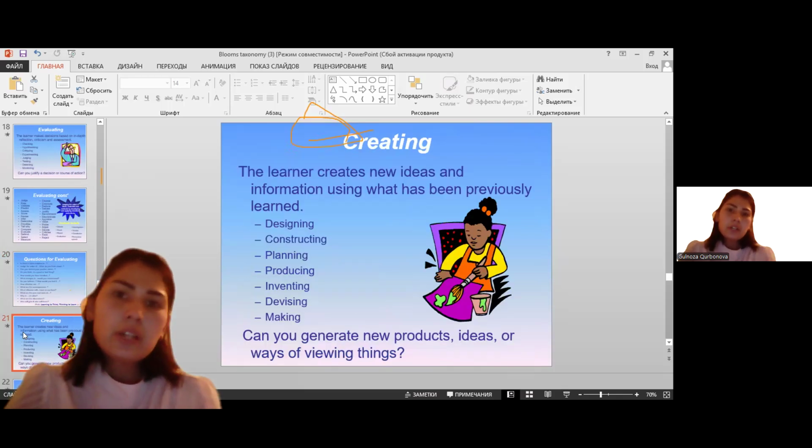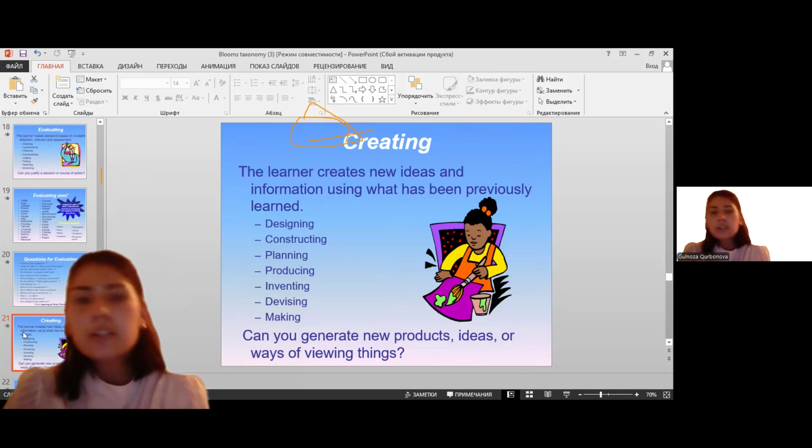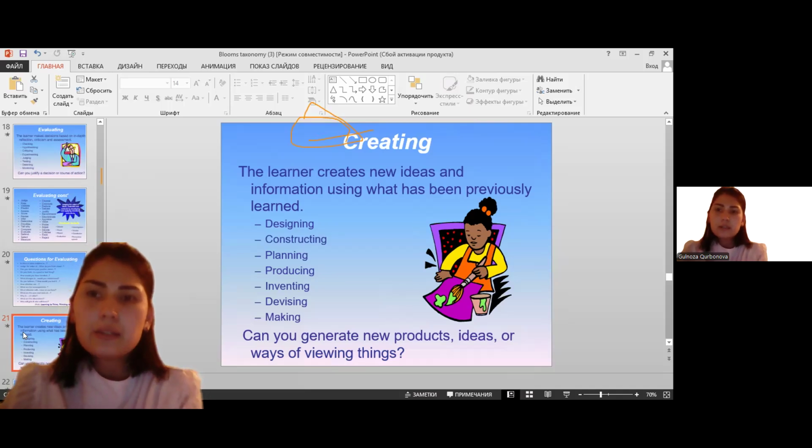Creating. The learner creates new ideas and information using what has been previously learned. Designing, constructing, planning, producing, inventing, devising, making. Can you generate new products, ideas, or ways of viewing things?